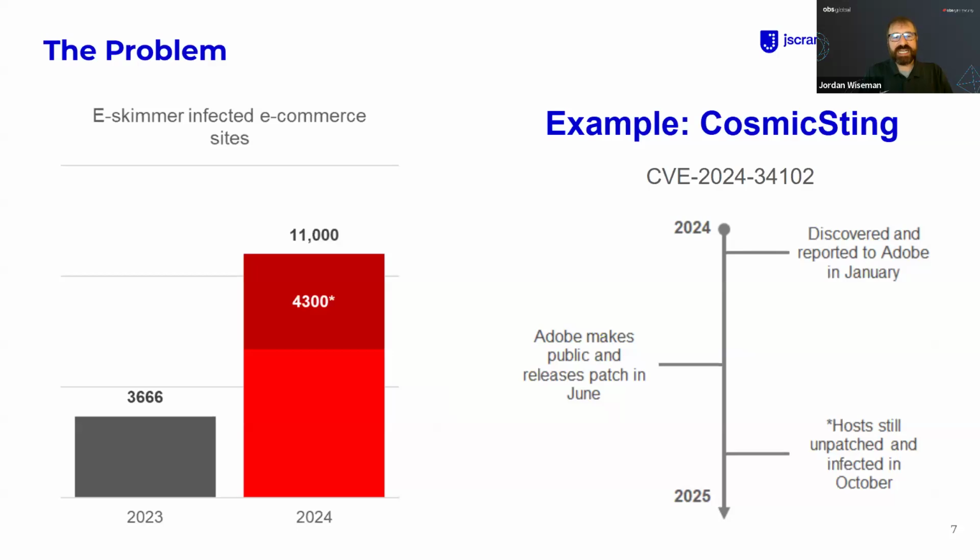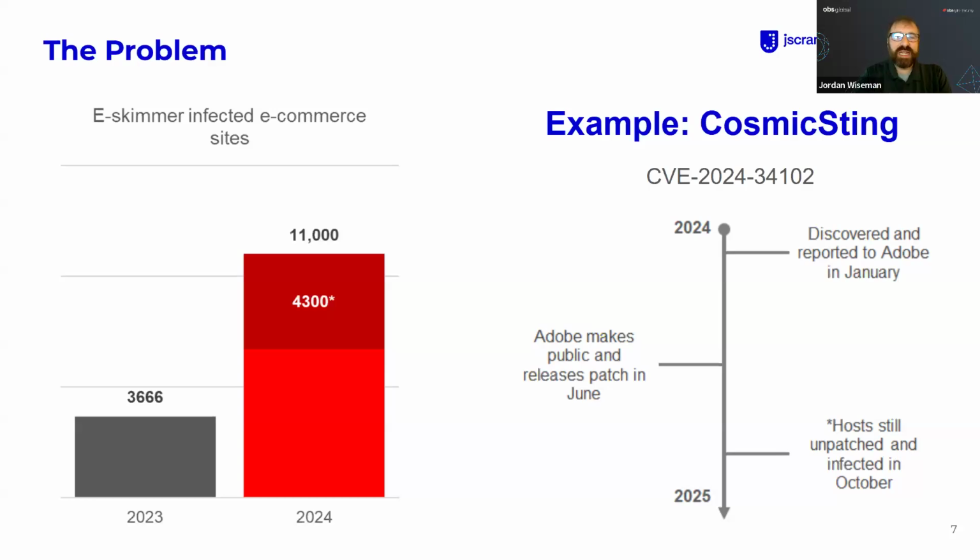Similarly, sites getting infected with JavaScript e-skimming attacks, so-called Magecart attacks or e-skimming, there's a few different terms out there, grew in the same period from almost 3,500 to 4,000 in 2023 to over 11,000 active sites in 2024. And these are online, actively infected sites.